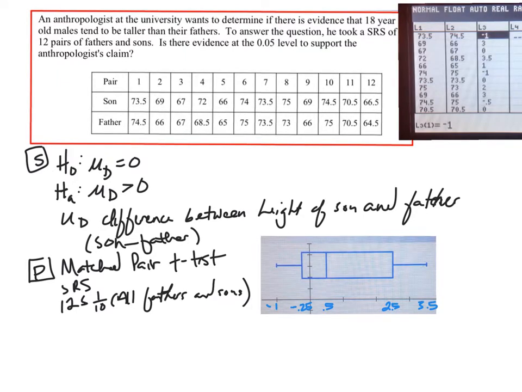All right, so once again, you can see I brought in the son's height, father's height. I did son minus father. Okay, here's my plot of list 3. Remember, I want the plot of the differences. That is what my null and alternative concern. Remember your scale on the bottom. We definitely don't see any outliers, and not much skew either.